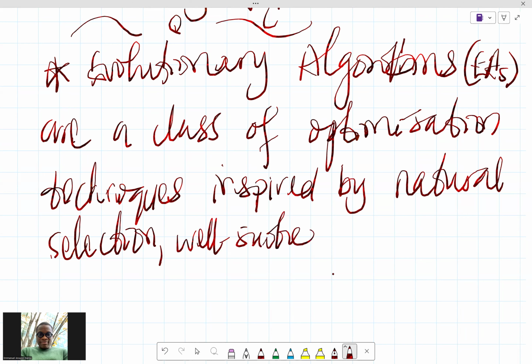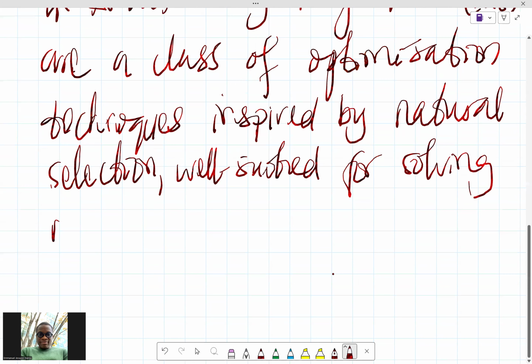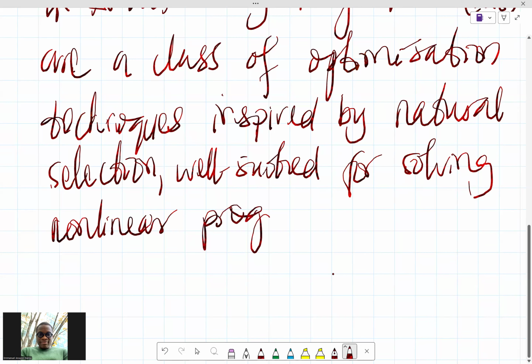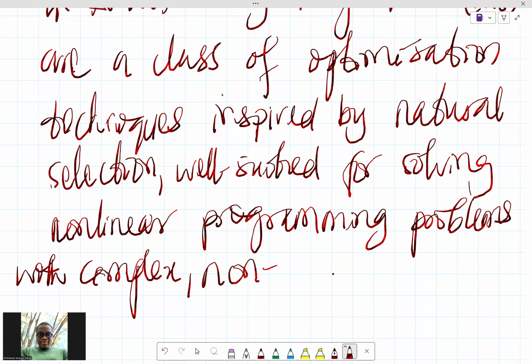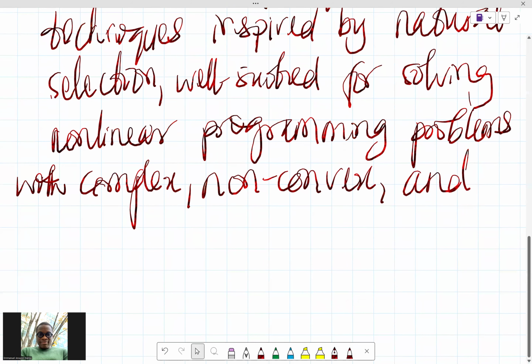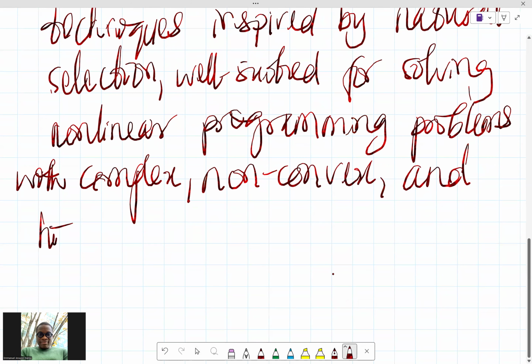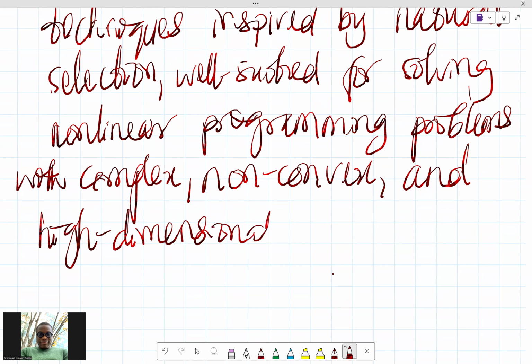They are well suited for solving nonlinear programming problems with complex, non-convex, and high dimensional search spaces.